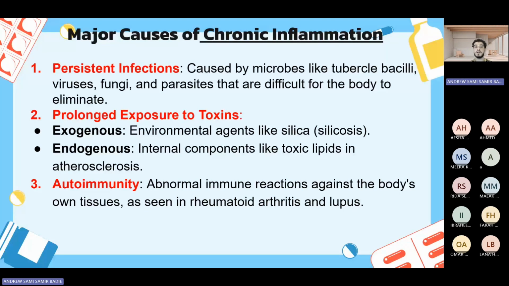Another cause is prolonged exposure to toxins. We have exogenous and endogenous toxins. The exogenous are, for example, environmental agents like silica that are outside the human body, while endogenous are internal components, like toxic lipids in atherosclerosis. Remember the exogenous and endogenous toxins, because Dr. Ibrahim usually asks about them. And if you have autoimmunity, your immune system is constantly attacking parts of your body. So this causes, again, chronic inflammation.